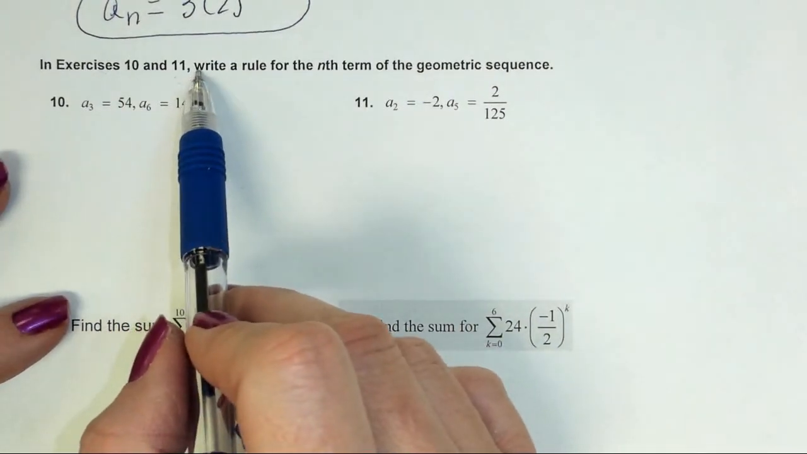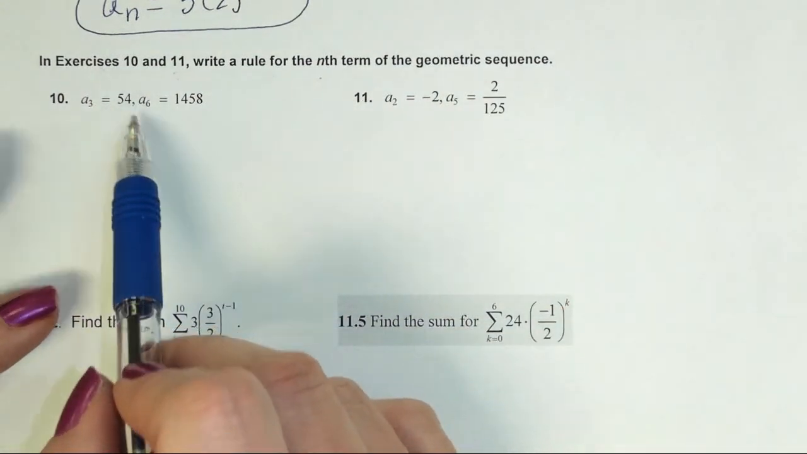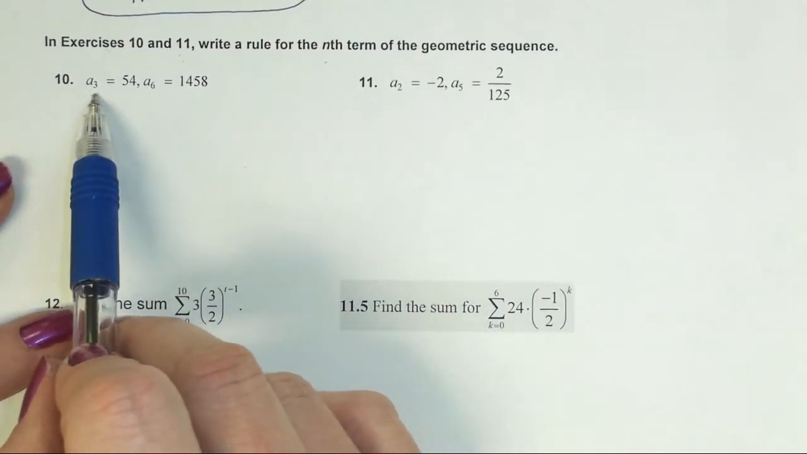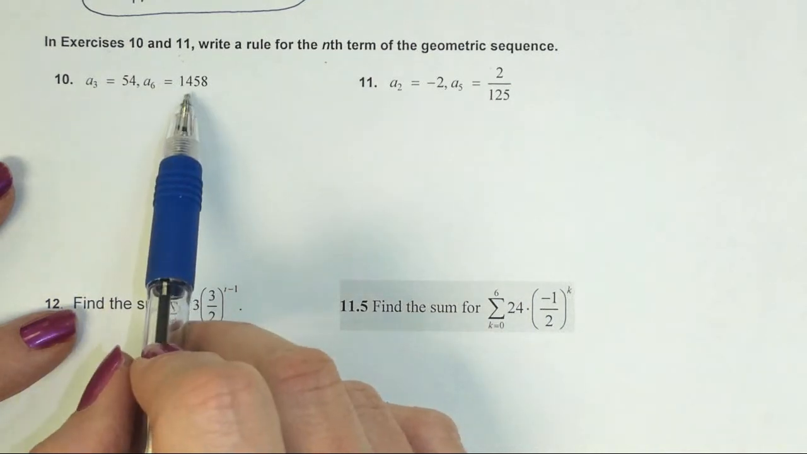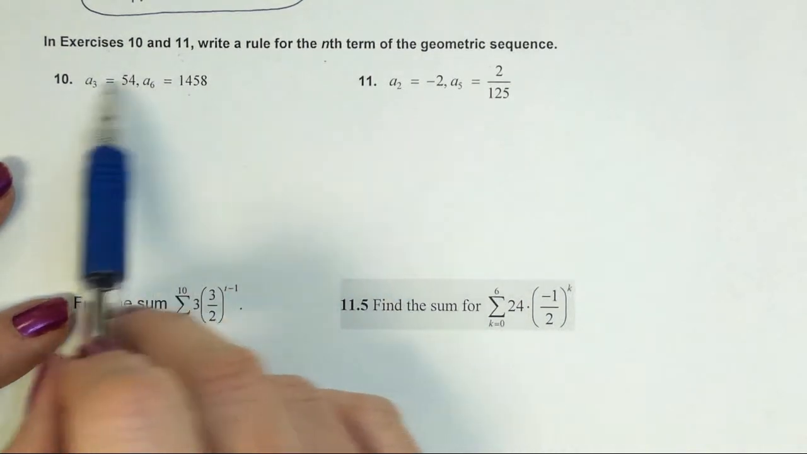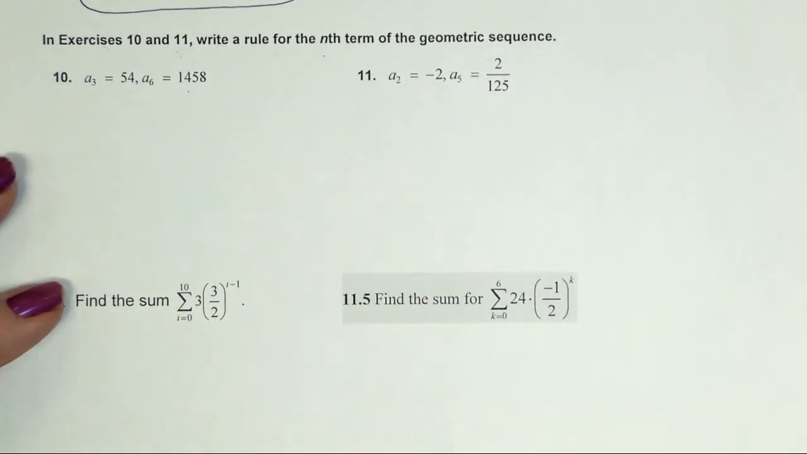So in exercises 10 and 11, write a rule for the nth term of the geometric sequence. This is a little bit tougher. This is where they're telling us a sub 3, so they're telling us the 3rd term and the 6th term. And we've got to come up with the rule. Any ideas on what we can do here?